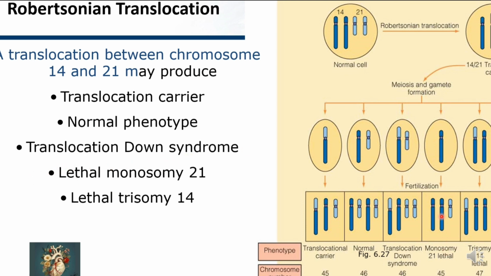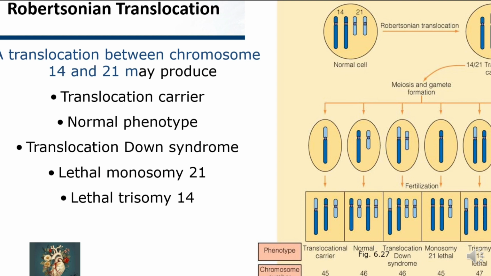And in the fourth type, you can see chromosome 14 is normally present and there is a deficiency of chromosome number 21. This is monosomy 21, with 21 chromosomes. The total number of chromosomes will be 45 and it is lethal, not compatible with life. Then in another variant you can see trisomy 21 is present, trisomy 14 is present, an extra copy of chromosome number 14, and this is again lethal.